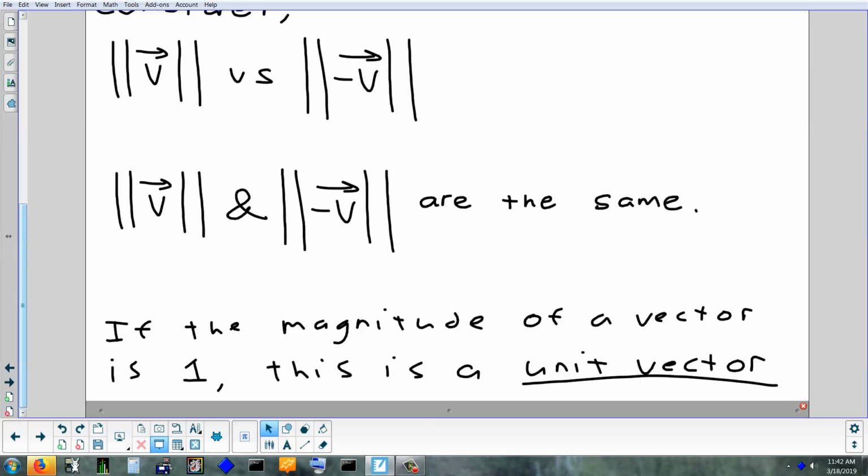Usually when we make something a unit vector, we don't want to change its direction. We're just forcing the vector to be 1 unit long for whatever reason. Okay, but that's what unit vector means.